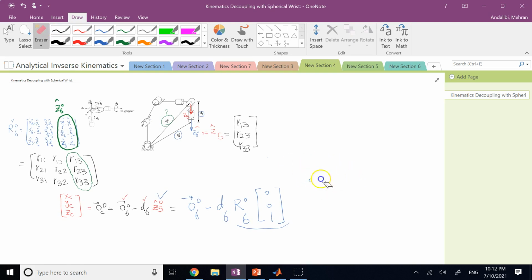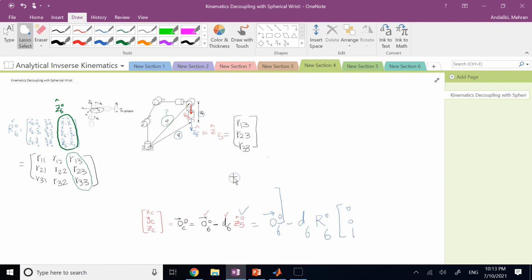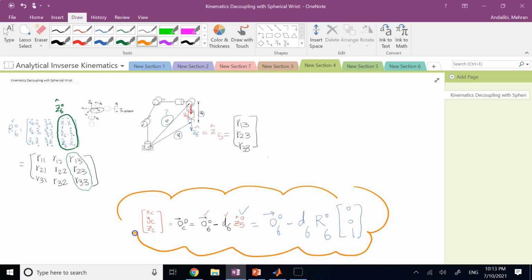All I need is to apply this formula here. And since everything in this formula is known, that is enough to give me the location of the wrist. Done. This is what I need. Okay, so let me highlight it for you here. This is how I get the location of the wrist.